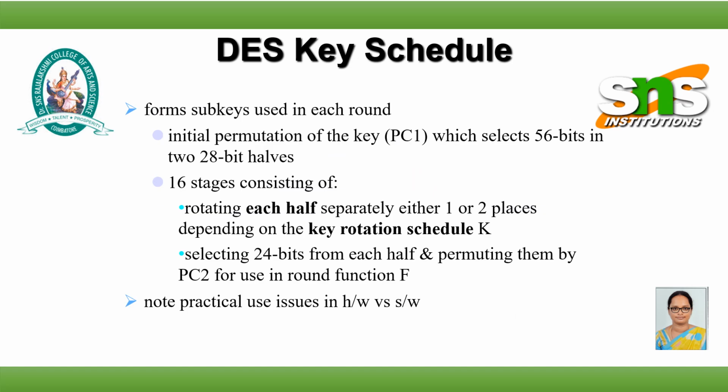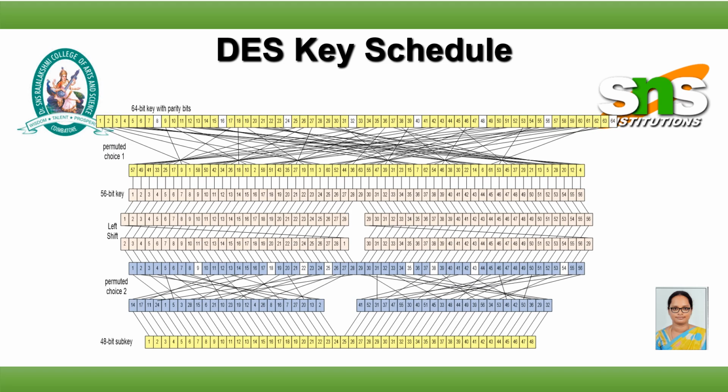Next is the key schedule. It forms the subkeys used in each round. The initial permutation of the key selects a 56-bit key with two halves of 28-bit keys. Here we have 16 stages. It rotates each half separately, either one or two places, depending on the key rotation schedule. Then it selects 24 bits from each half and permutes them by PC2 for use in the round function. It notes practical use issues in hardware and software.